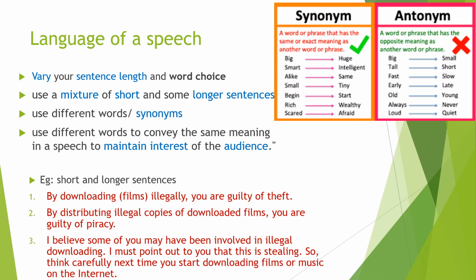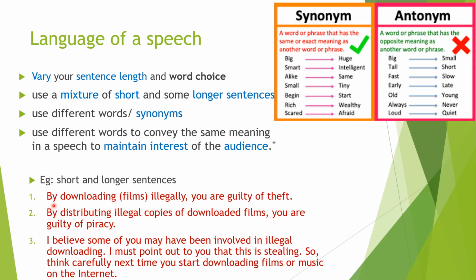Usually, when we write a speech, we need to pay attention to the language of the speech. For the sentences, we should use a mixture of short and longer sentences. Here are some examples. For Unit 1, the writing question asks us to write a speech explaining why downloading and sharing copyrighted material is wrong. We might use short or longer sentences as follows.